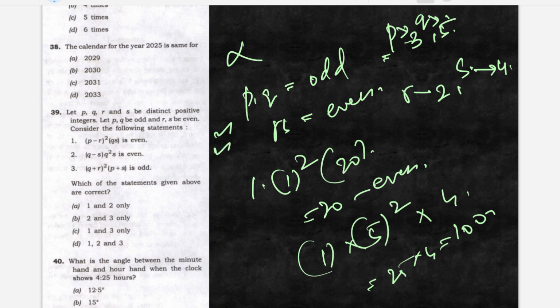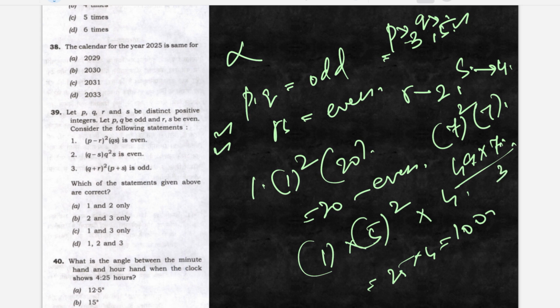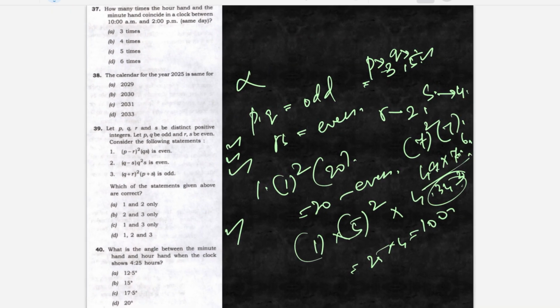Coming to the third statement, Q plus R, where Q is 5 and R is 2, so 7 square, into P plus S, 3 plus 4, 7. So 49 into 7, 9 sevens are 63, 4 sevens are 28, 343, which is odd. The third statement is also right. So 1, 2, 3 are all correct. So simple, right? No complex mathematical ideas. You only need to know multiplication, addition, subtraction, odd and even numbers.